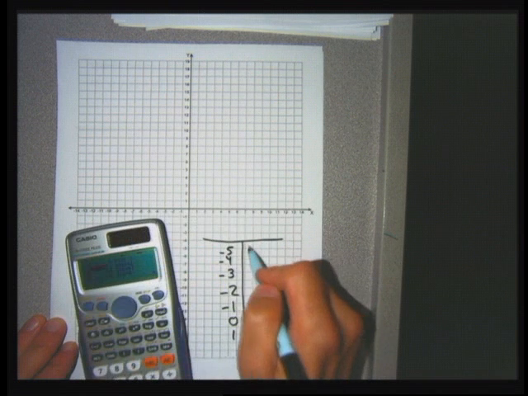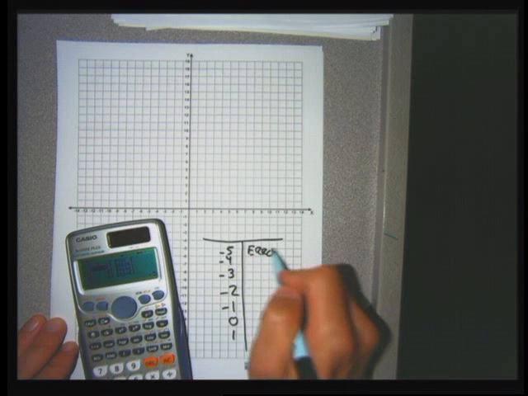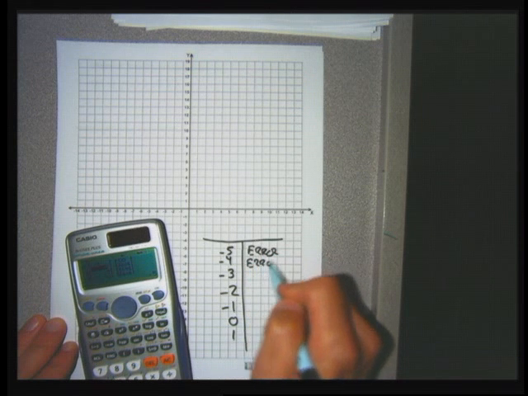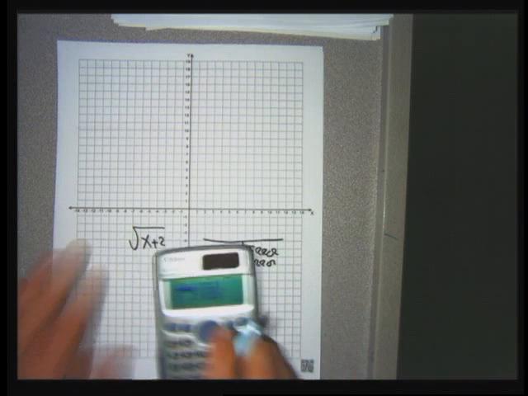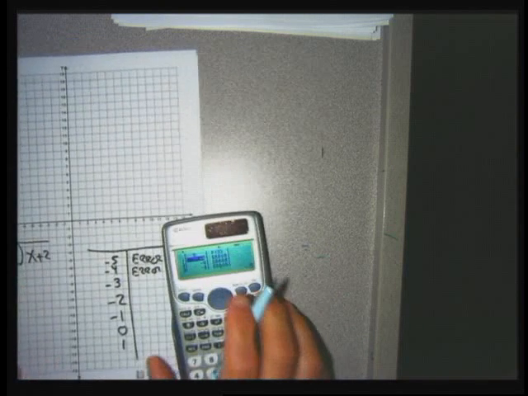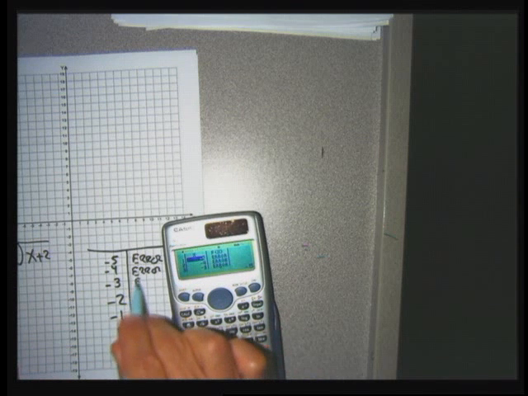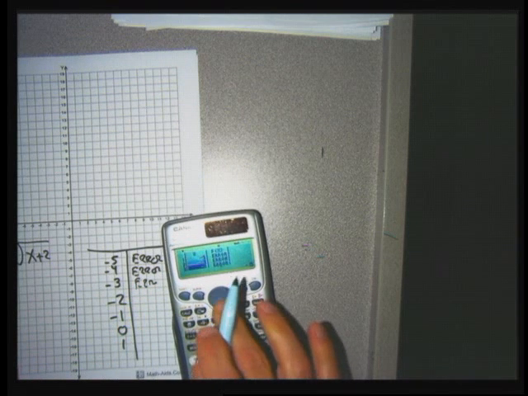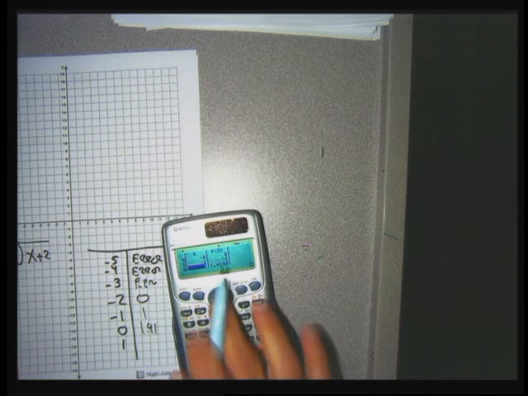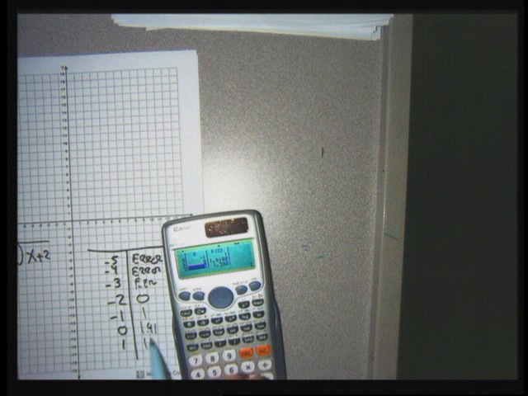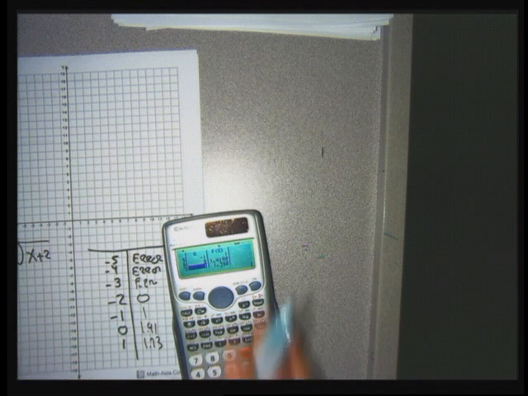Negative 5, I get an error next to it, negative 4, I get an error next to it, negative 3, I get an error next to it, negative 2, I get a 0 next to it. Negative 1, I get a 1 next to it. 0, I get a 1.41 next to it. And 1, I get a 1.73 next to it. You'll start to see similarities in my y values because of the way I construct my tables.